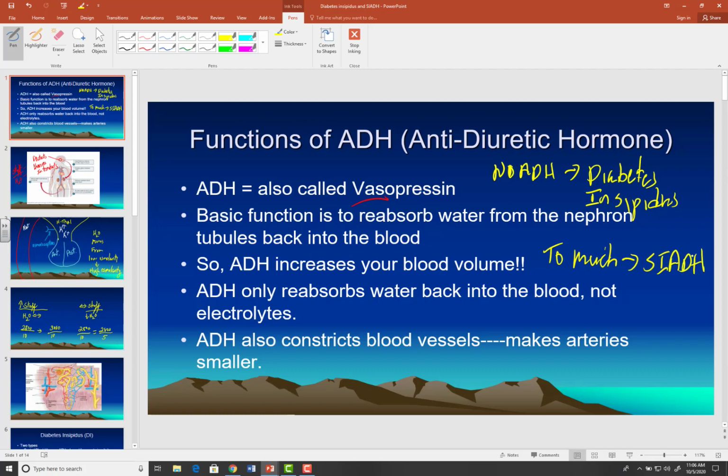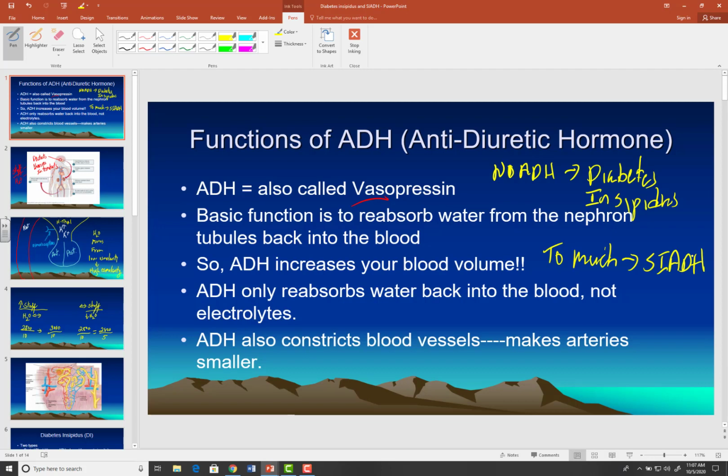All right. So again, no one can argue with this. To understand a particular disease, in this case, hormonal problems, if you know what the hormone does, then you will know what will happen if you don't have enough or you have too much. So one of the basic functions of ADH is to reabsorb water in the nephron back into the blood. And again, anytime you increase your blood volume, you're going to increase your blood pressure. So ADH increases your blood volume and therefore your blood pressure.